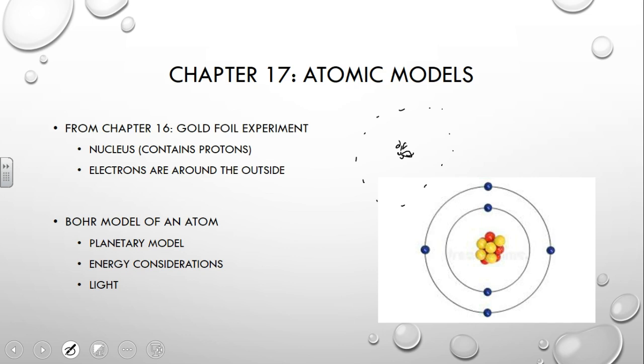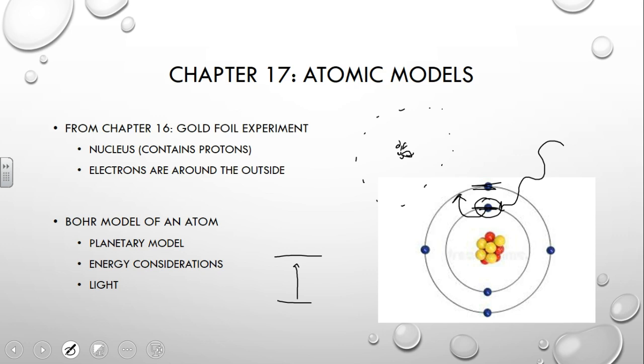Now, this was a good model for a lot of years that Rutherford came up with, until a guy by the name of Niels Bohr came along. Niels Bohr did some research on electrons. What he did is he ended up adding energy to electrons. Okay, so he would add energy to an electron here, and what he found is an electron would then move up, kind of like a ladder. It would go from here to here.